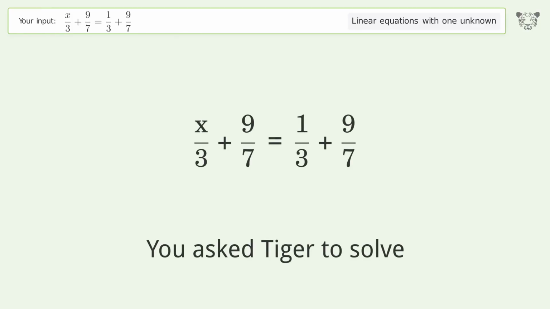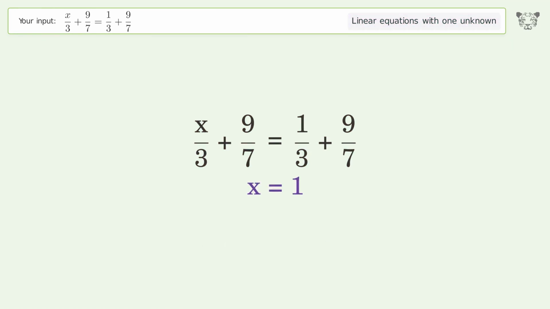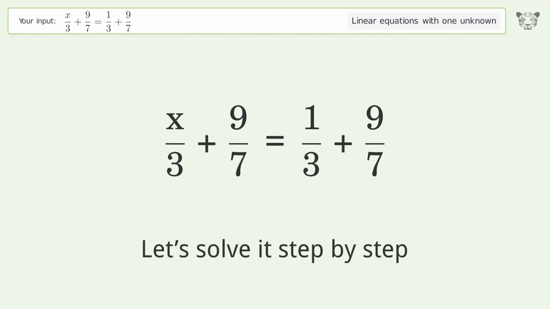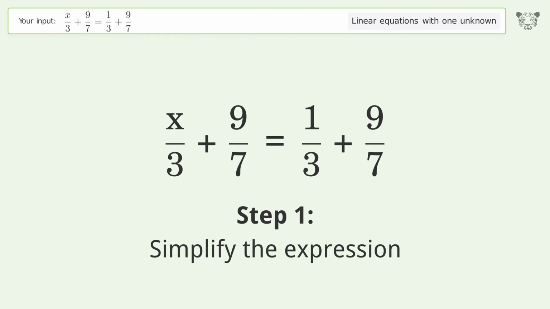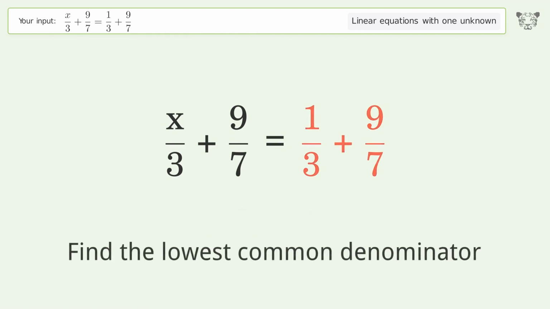You ask Tiger to solve. This deals with linear equations with one unknown. The final result is x equals 1. Let's solve it step by step. Simplify the expression. Find the lowest common denominator.